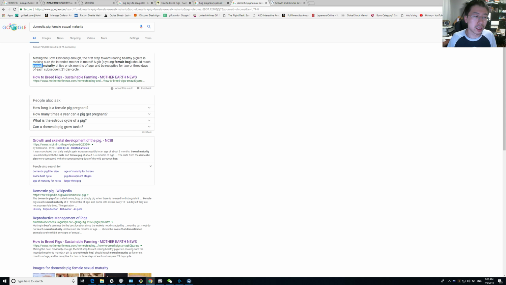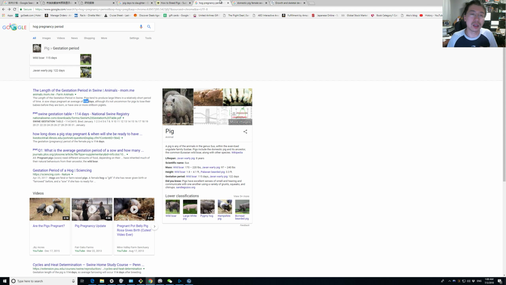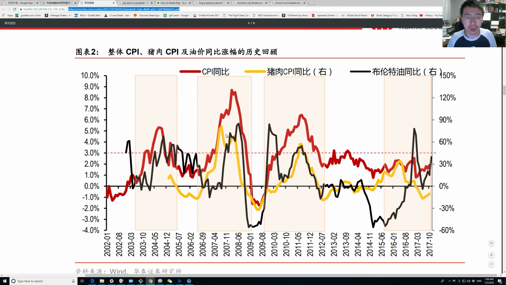I've checked a couple of sources, and they basically said it's about 5 to 6 months. Let's say 5 months. So you would add another 5 to 6 months to the period between the peak and the trough of the price change.